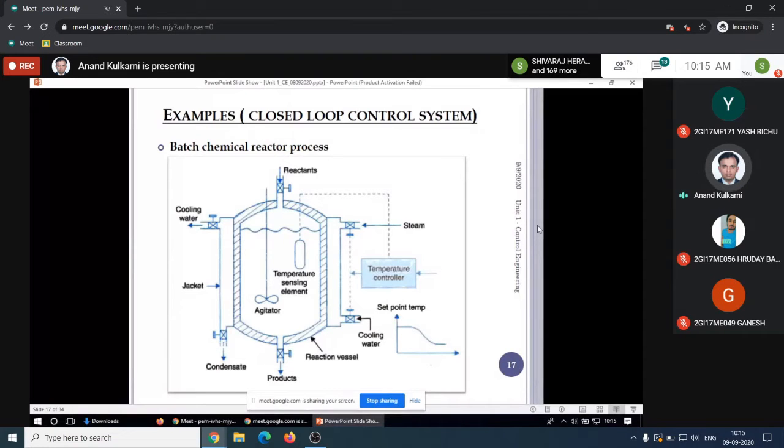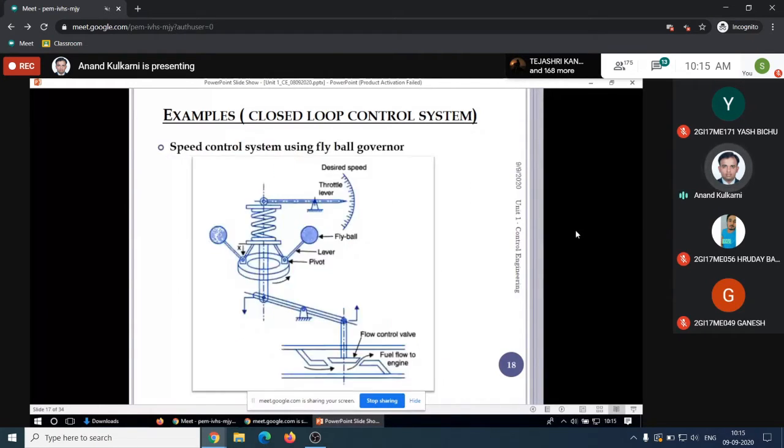You can frame examples on your own also. There is no issue with that. It is not necessary that you have to copy from the book only. But sometimes, if you see the old question papers of VTU and GIT, the constant tension reeling system, this reactor, and the missile guidance system are asked. So that's why I have given this.